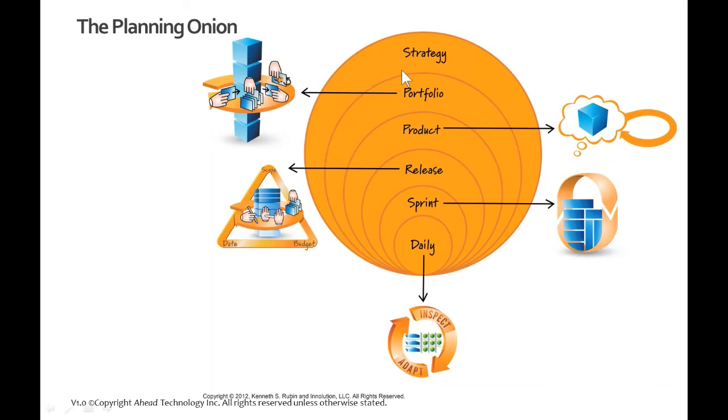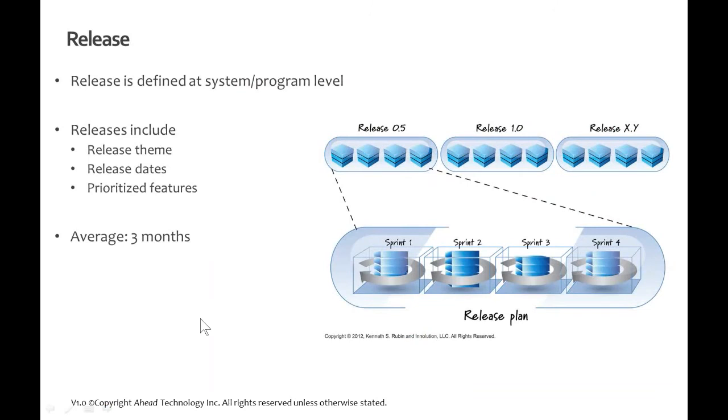Obviously, releases can link into products, and then you get up higher in the onion, you get to portfolio planning, and then overall strategic planning. So the sprint doesn't exist just on its own. It is definitely within the context, at least, of a release. Okay, so that's important to understand there as well. We call that the planning onion.